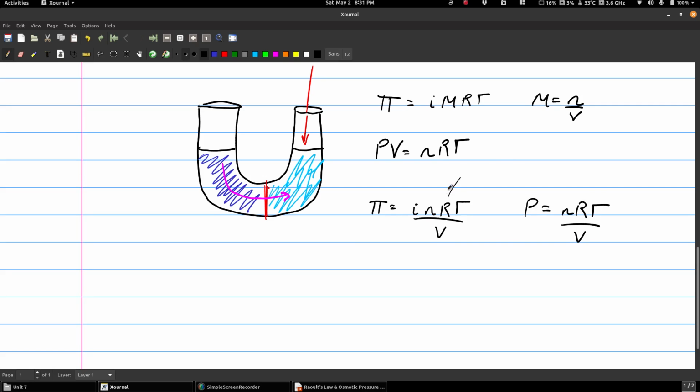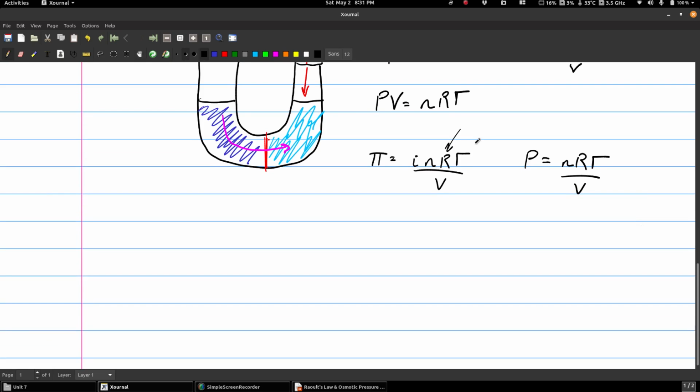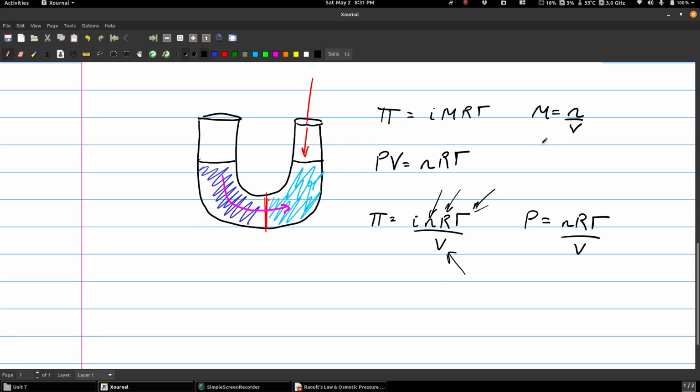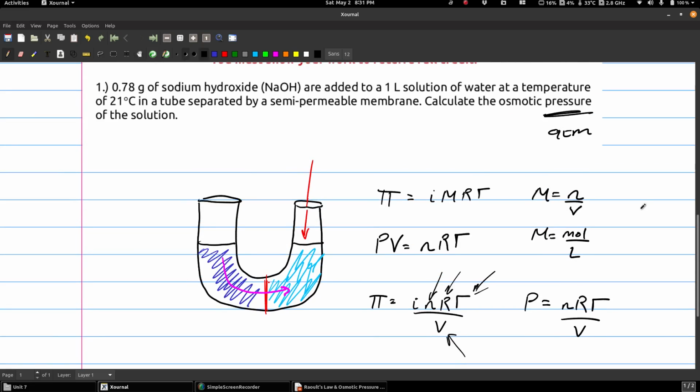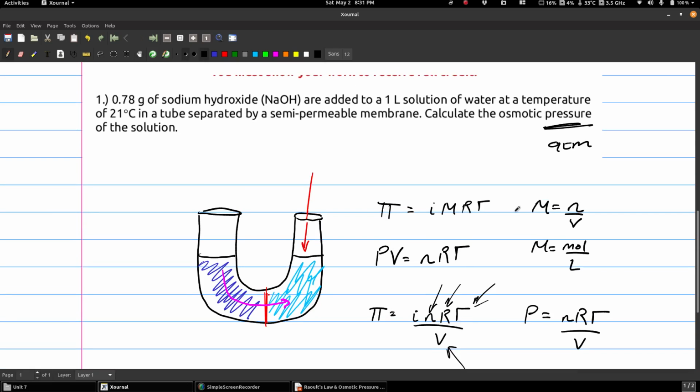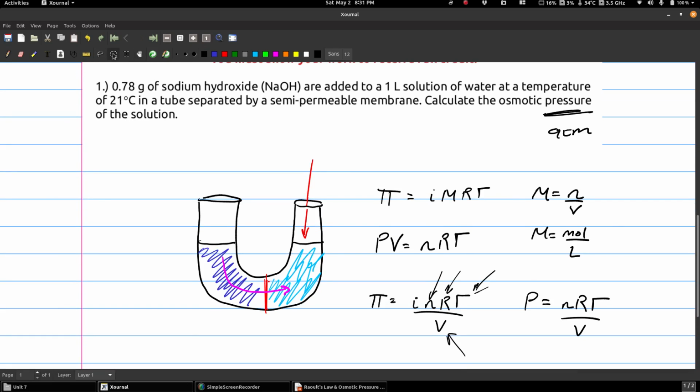So you already know what R is. It's that 0.0821 constant. Temperature is going to be in kelvins. And this is moles and liters, because molarity is moles over liters. So we're going to start by calculating this problem. So I'm going to erase all this stuff.